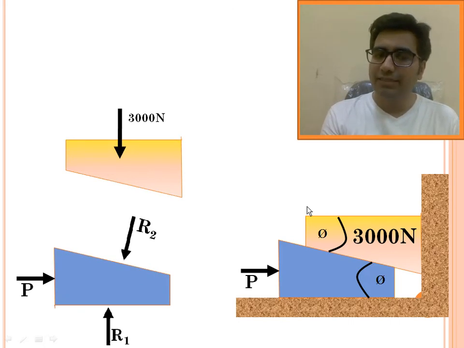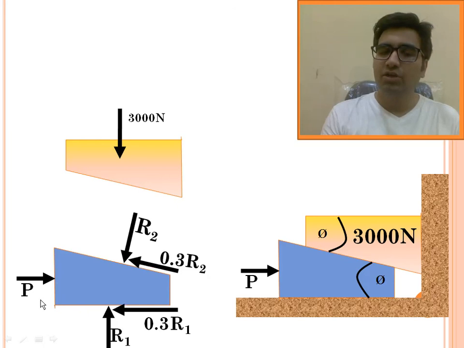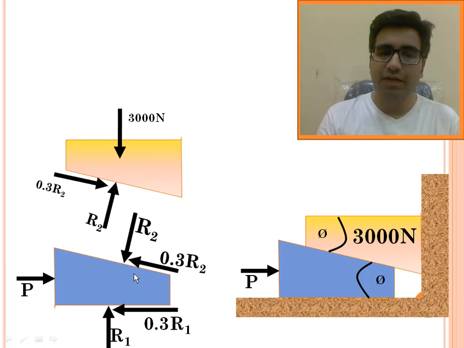The lower wedge is going to experience normal reaction at all the contact surfaces. As the lower wedge is under the influence of rightward force P, it is going to experience tangential frictional force at all the contact surfaces. So we have shown 0.3 R1 and 0.3 R2 as the frictional forces at the contact surfaces. Now the upper wedge and the lower wedge are in contact with each other, so they are going to exert equal and opposite forces on each other. So if there are two reactions R2 and 0.3 R2 on the lower wedge, then at the same contact surface there will be equal and opposite forces. So we have shown that. Is that okay, my dear friend?